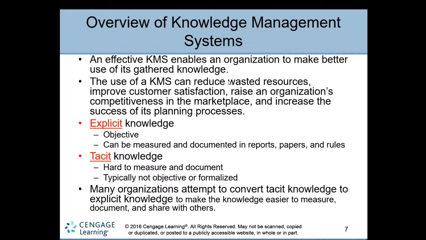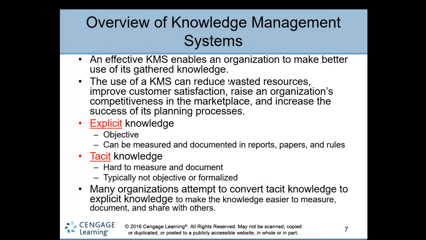Another is tacit knowledge, or implicit knowledge. It is hard to measure or document. Typically it is non-objective, non-formalized, informal knowledge. Mostly this is skill, experience, competency, ability, capability. This is called tacit knowledge. It differs from person to person in the organization.